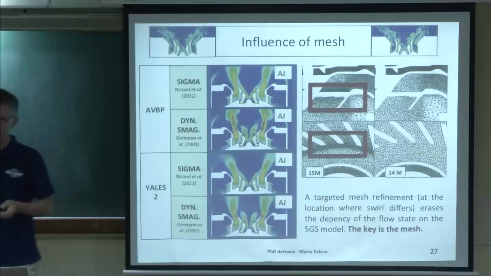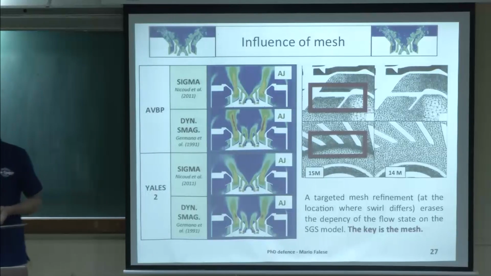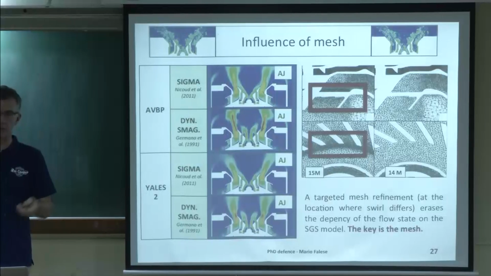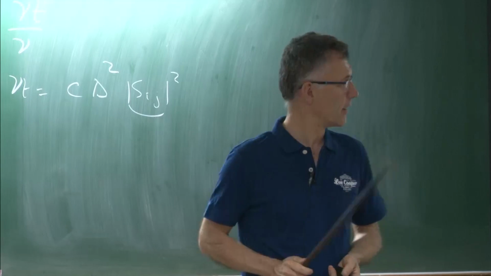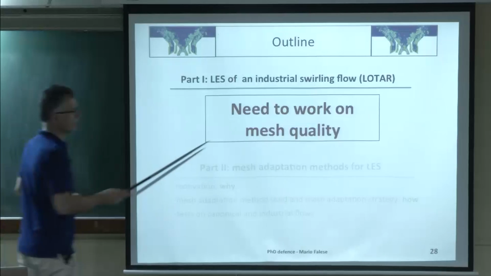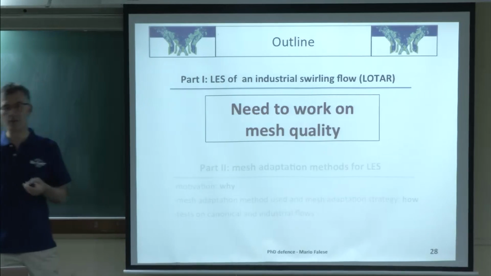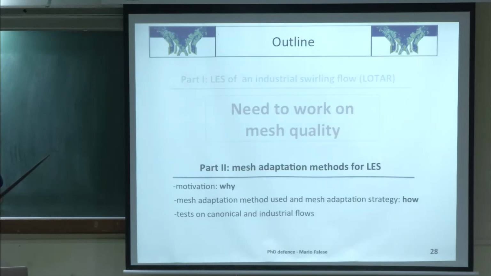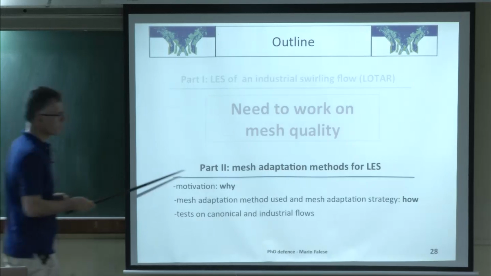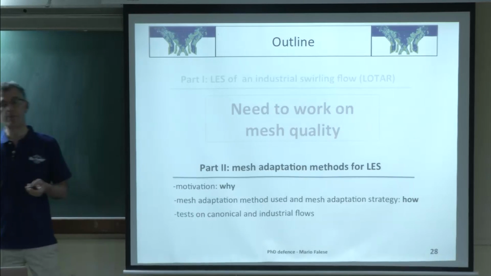So the conclusion at that point, after about a year, we still had to do combustion, but we said, okay, let's give up on that. Let's work on the mesh, because obviously the quality of the mesh is something we need to work on. Now, that leads me to the second part here, which is how can you be better for the mesh?